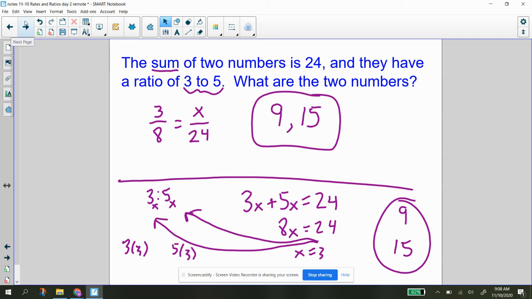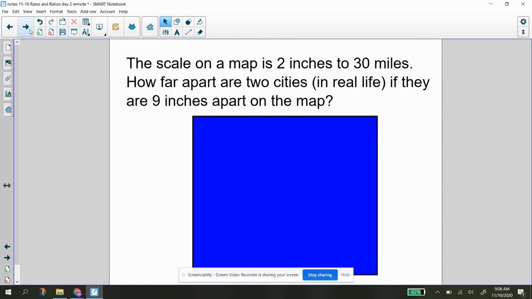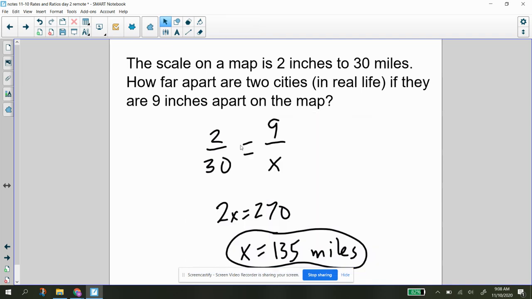Before I go, let's do one more practice problem. Try this one. This is a scale problem. If you've ever seen a map, this is how scale works. 2 inches equals 30 miles. So try this one out. Pause the video. And when you come back, hopefully you got 135 miles. All right, so these are ratio and proportion questions.